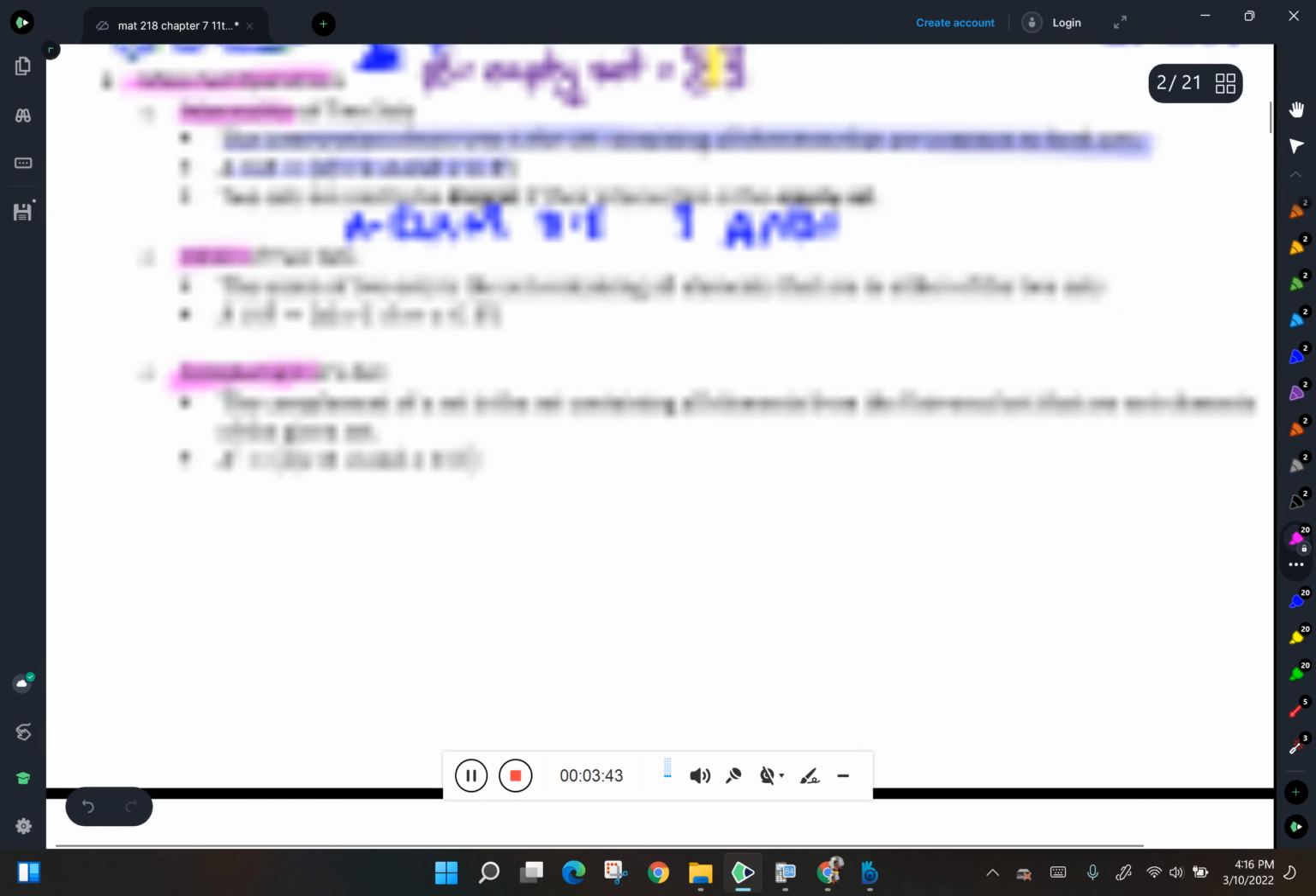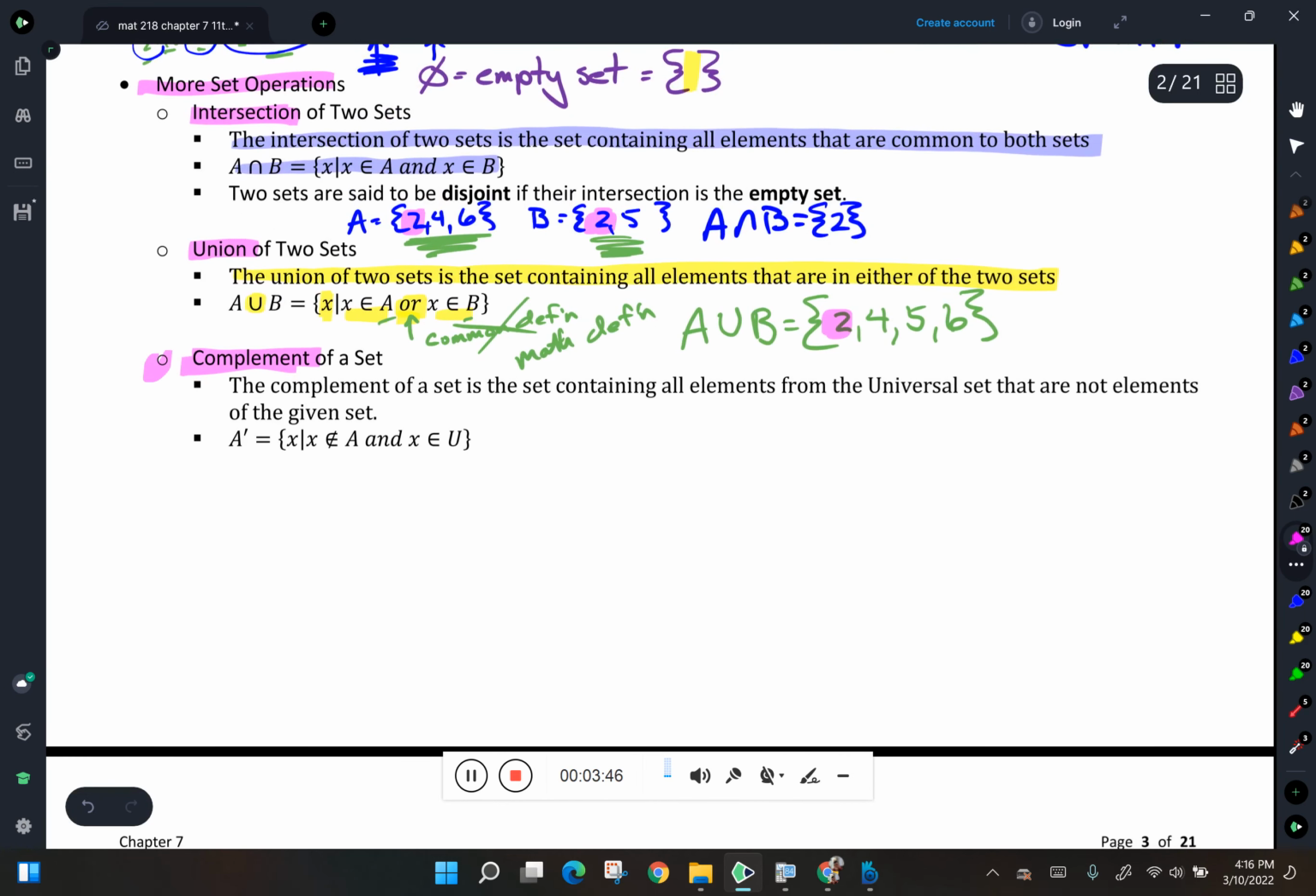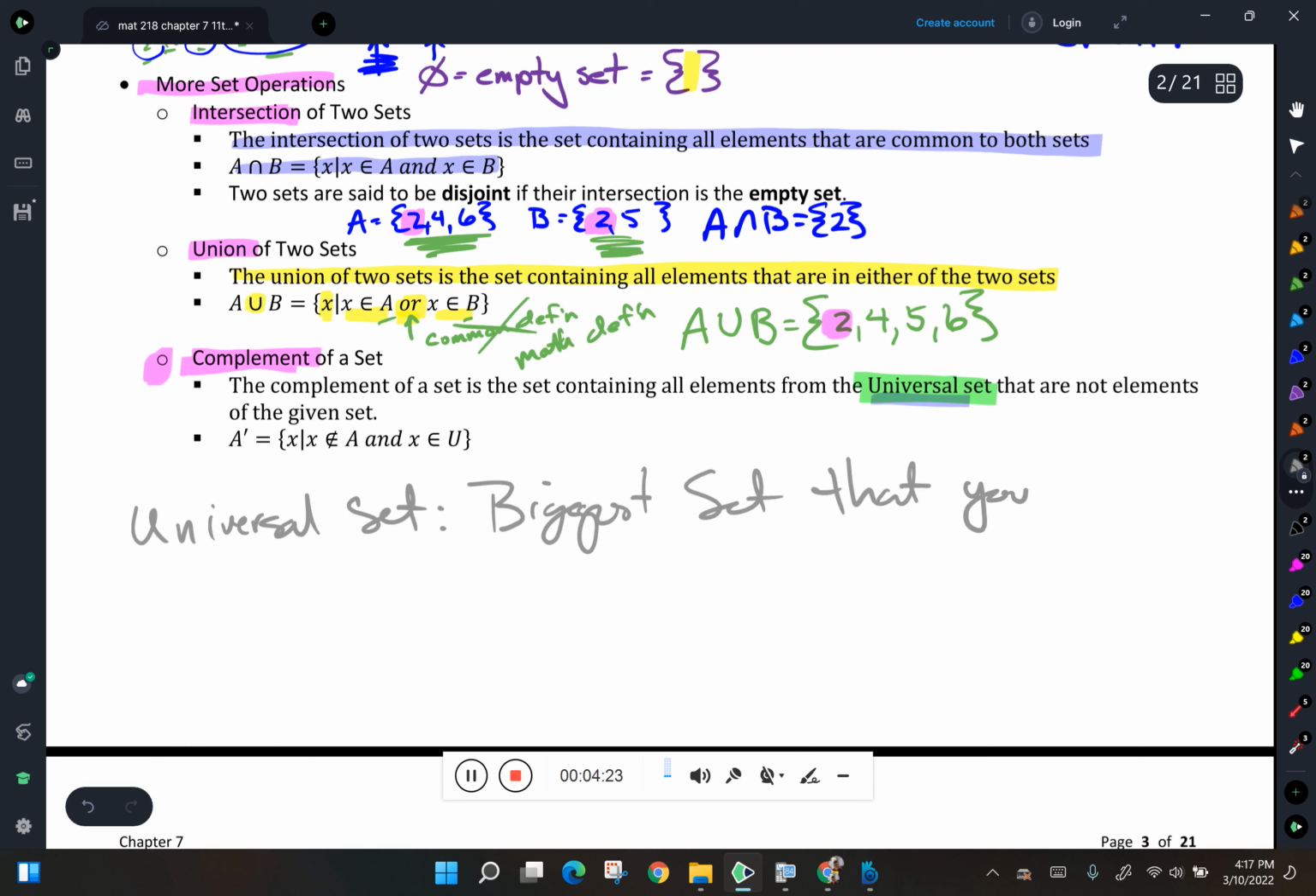Okay? And then the complement of a set. And this is the tricky one down here. The complement's a little bit tricky. The definition says that the complement of a set is the set containing all the elements from the universal set that are not elements of the given set. Well, the definition puts a new term in there, universal set, right? So basically it looks like this. The universal set, it's the biggest set that you care about.